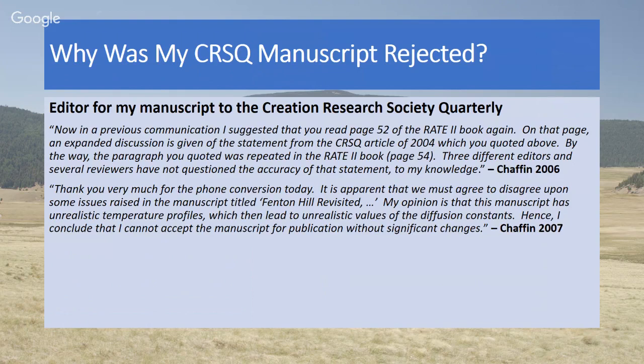I kept persisting on this matter, and eventually Chaffin just rejected the paper. And this was his final comment. He said, thank you very much for the phone conversation today. It's apparent that we must agree to disagree upon some issues raised in the manuscript Fenton Hill revisited, and so forth. My opinion is that this manuscript has unrealistic temperature profiles, which then lead to unrealistic values of the diffusion constants. Hence, I conclude that I cannot accept the manuscript for publication without significant changes.